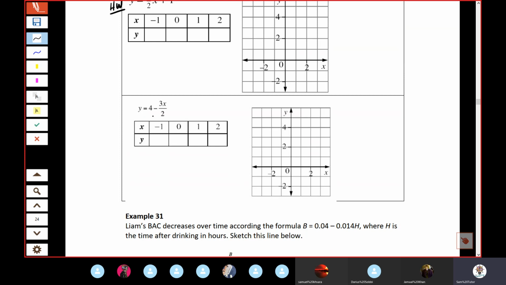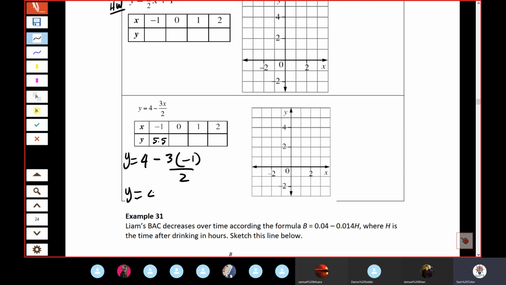So this one says y equals 4, take away 3x on 2. Nothing too dramatic. Let's start. So y equals 4, take away 3, open bracket, your x is now -1, on 2. If you plug it into your calculator exactly as I write it, you'll always get the right answer. So 4, take away 3, open bracket, -1, close bracket, on 2, it should give you positive 5.5.